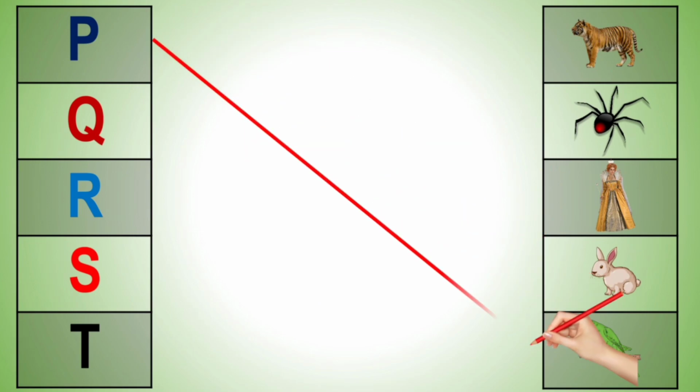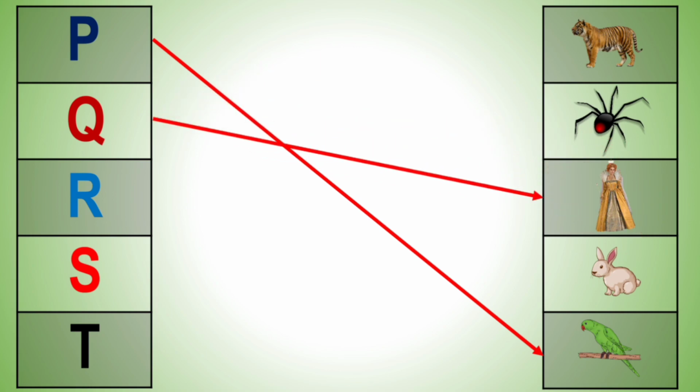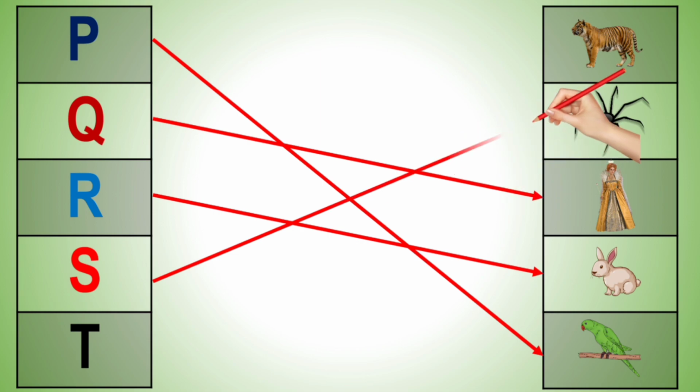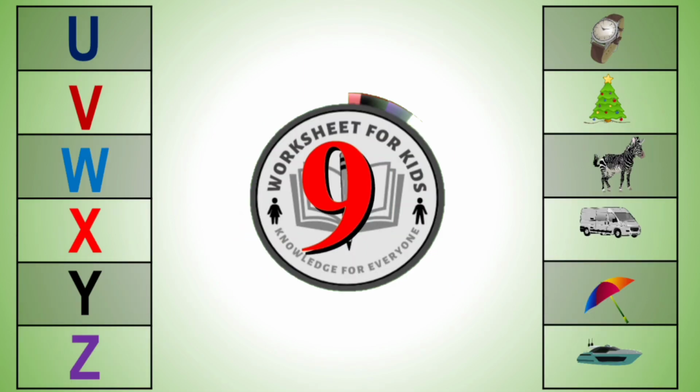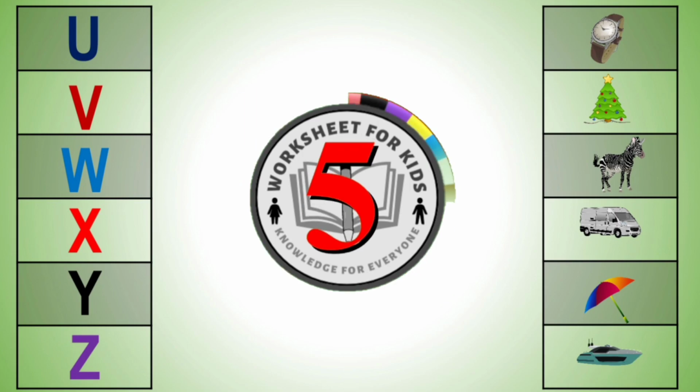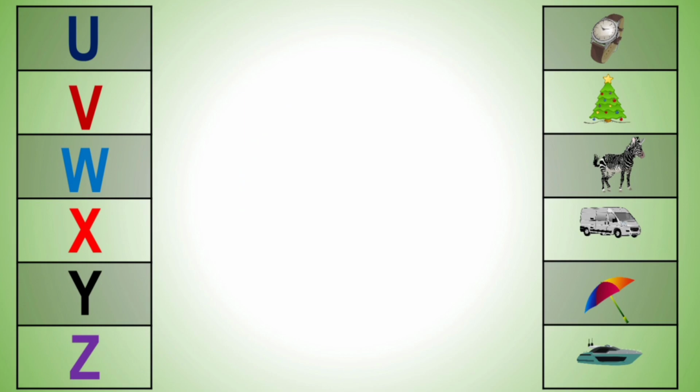P for parrot. Q for queen. R for rabbit. S for spider. T for tiger. 10, 9, 8, 7, 6, 5, 4, 3, 2, 1, 0.